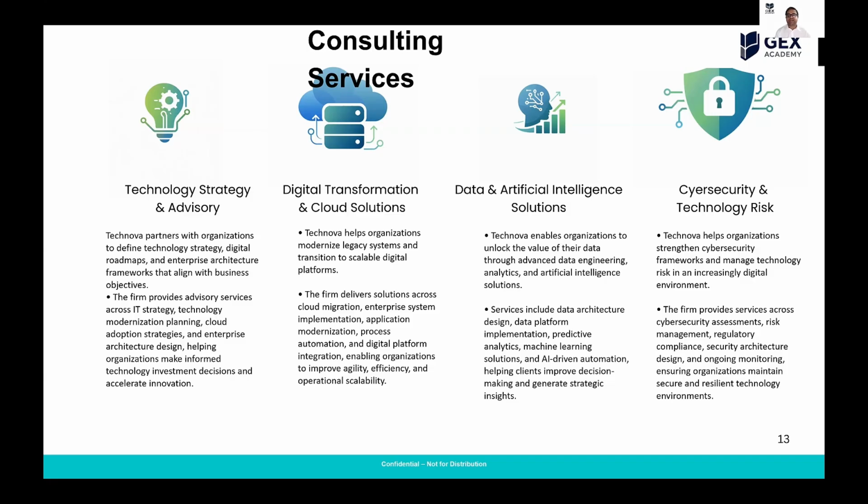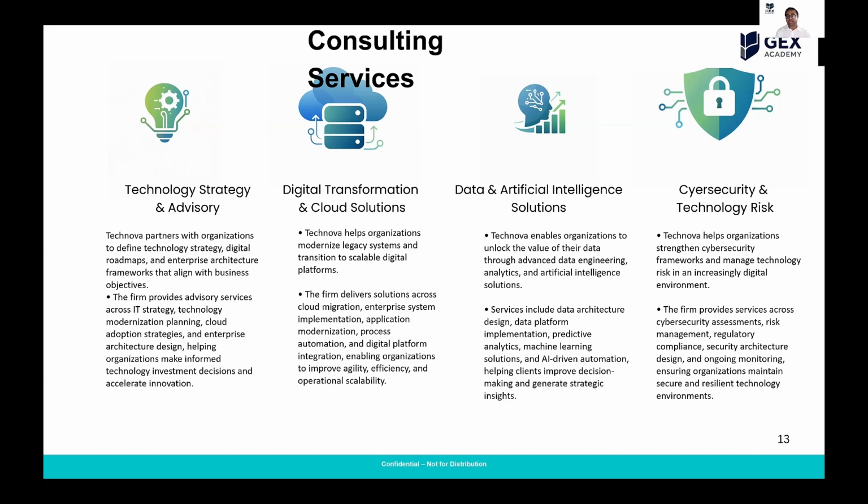So the first service area highlighted here is technology strategy and advisory. Many organizations understand that they need to modernize their technology environments, but they may not always know where to start. So as a result, they often engage consulting firms to help define technology roadmaps, evaluate investment opportunities, assess existing infrastructure, and also align technology initiatives with the broader business objectives, right? So these advisory engagements can be valuable because they often position the service provider to participate in future implementation work as well. So that's super key.